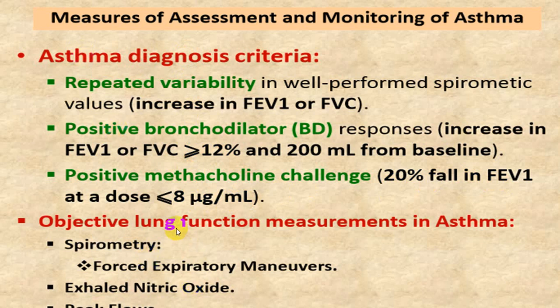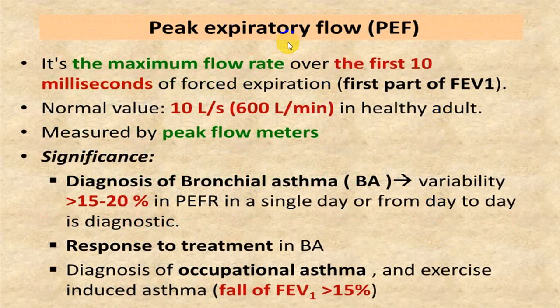As far as objective lung function measurement in asthma is concerned, you can utilize the forced expiratory maneuver, that is FEV1 by spirometry. You can also utilize the exhaled nitric oxide test, and you can even do a peak flow rate test with bronchodilators. Peak expiratory flow is measured over the first 10 seconds of a forced expiration. Normal value is 10 liters per second or 600 liters per minute.